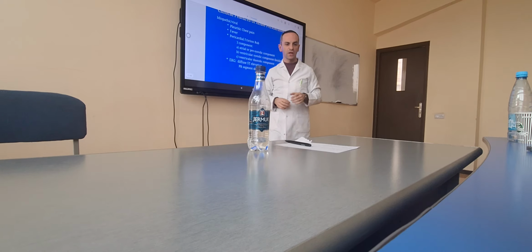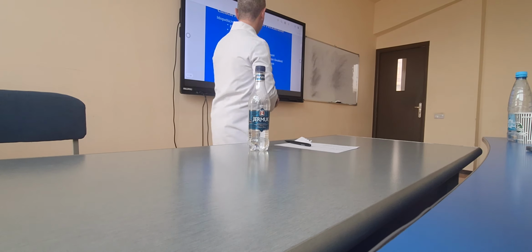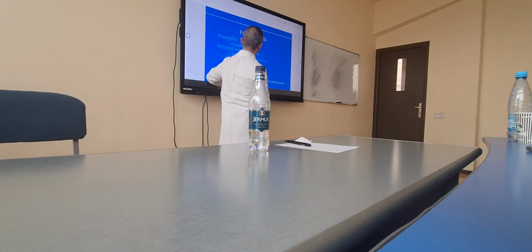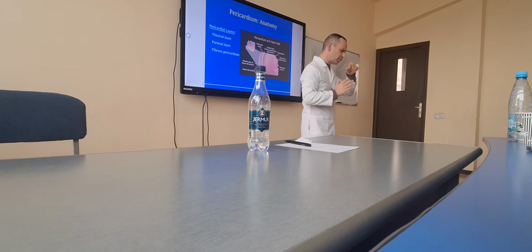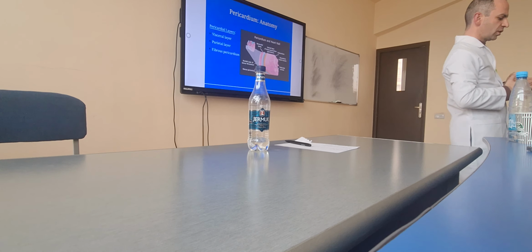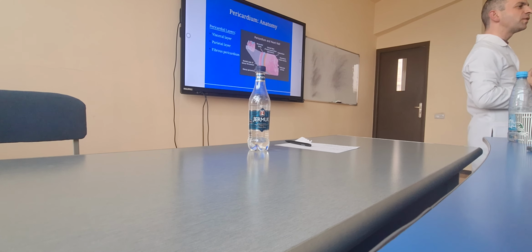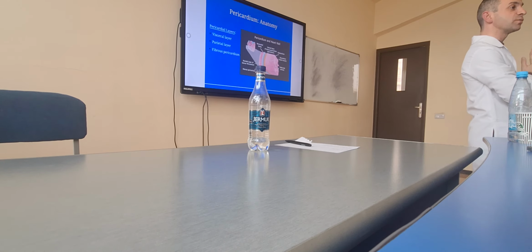Pericardial friction rub appears in case of pericarditis. I didn't open it in the PowerPoint. This is the pericardial sac. Here is the visceral layer, here is the parietal layer. Between them there is an ultrafiltrate, which is called pericardial fluid, up to 50 milliliters. It acts as a lubricant, and the internal surface is smooth.